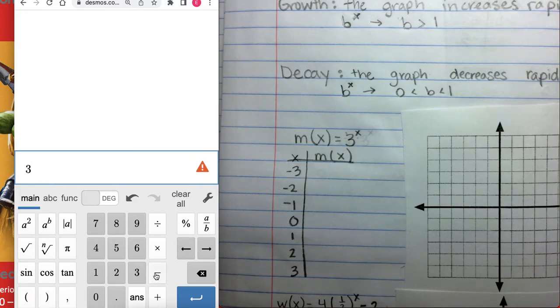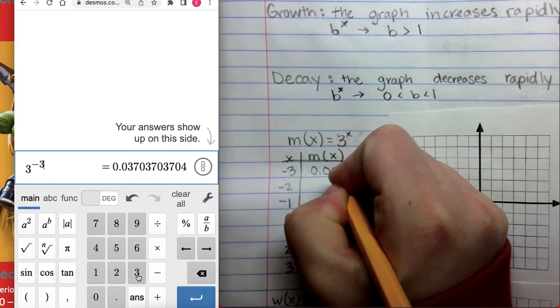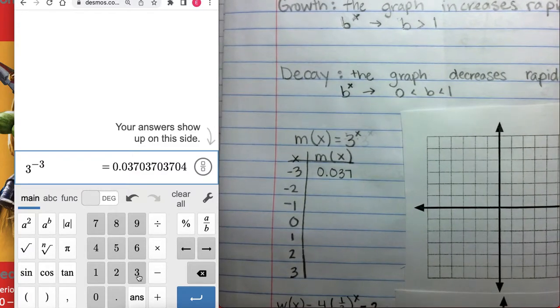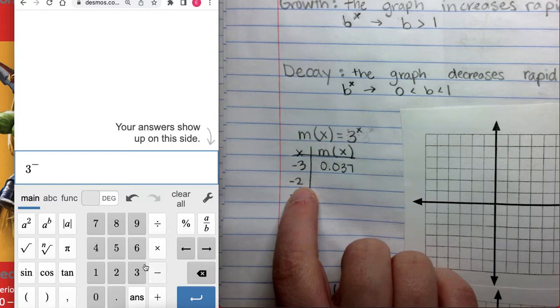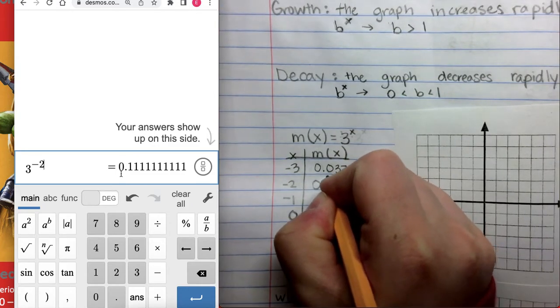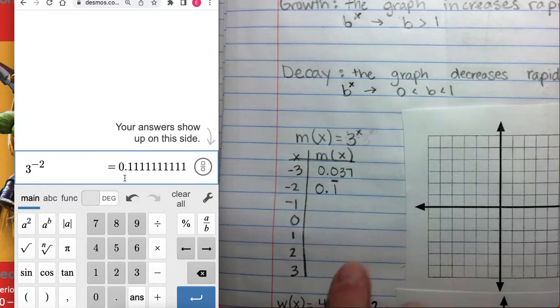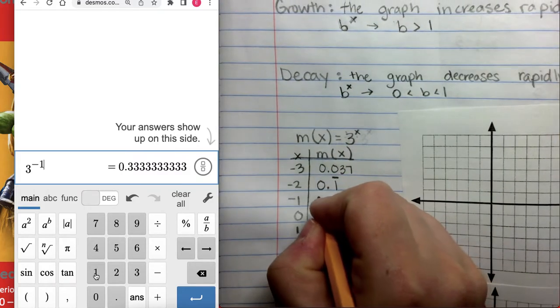So we're going to do -3. We get 0.037, so that's really close to 0. Then instead of -3, I'm now going to do -2. So I'm just deleting the -3, -2, and that's the exponent. We get 0.1111. And that little line, remember, means it's repeating. If you wanted to write 1111 there, you could. So instead of -2, I'm going to do -1, and that's 0.3 repeating.